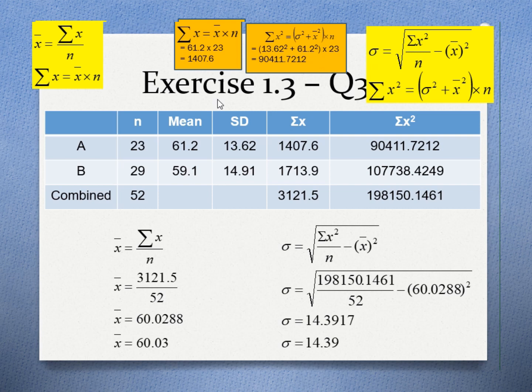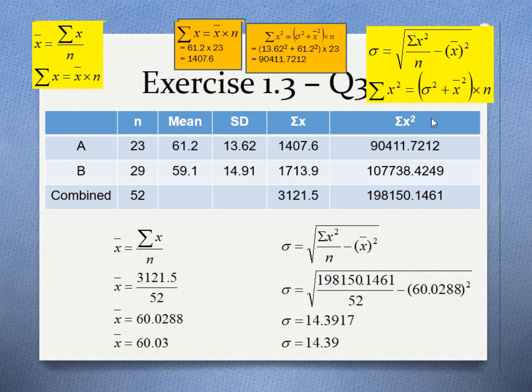Like I told you, how to combine, you need 3 things. They will give you mean and SD, and of course they have to give you the number of data. So this is what you will be seeing in your final exams. These are questions that are very technical and can take up to 6 marks. For the first set of data, your mean is 61.2, your standard deviation is 13.62, and you have an n of 23. So what you need to work out is the sigma x and the sigma x squared.